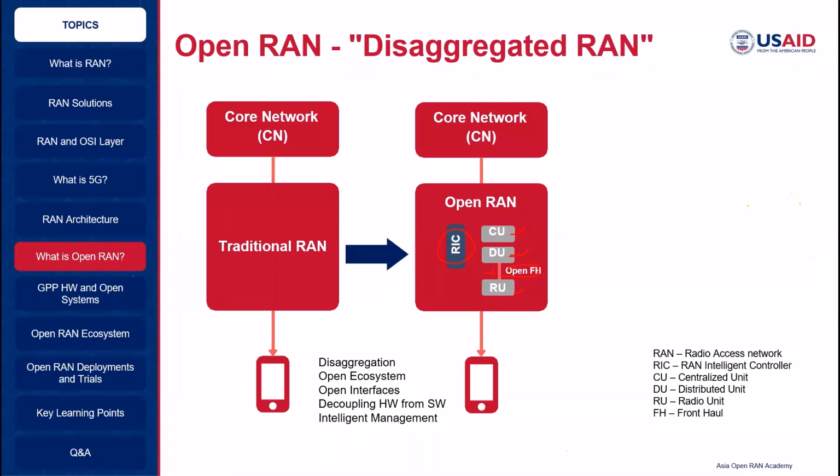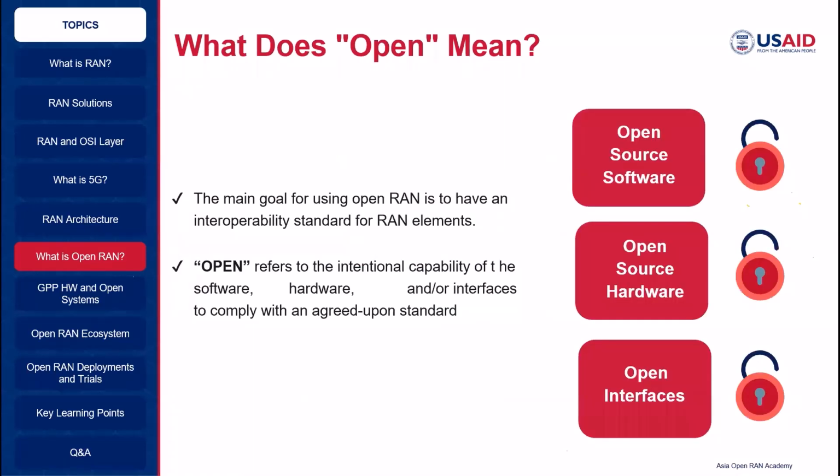When we talk about open, we mean open source software, open source hardware, and open interface. Open refers to the intentional capability of the software, hardware, and interfaces to comply with an agreed upon standard like 3GPP and the ORAN Alliance.